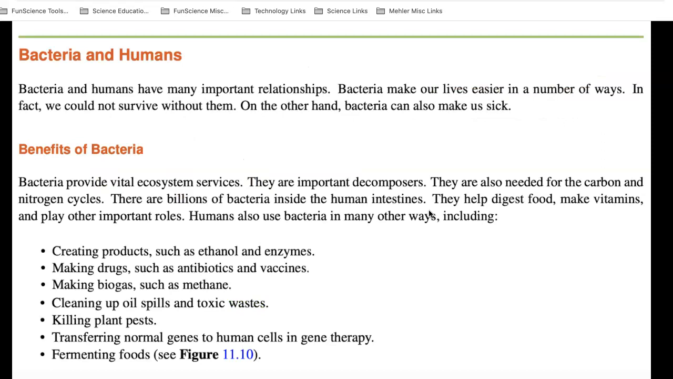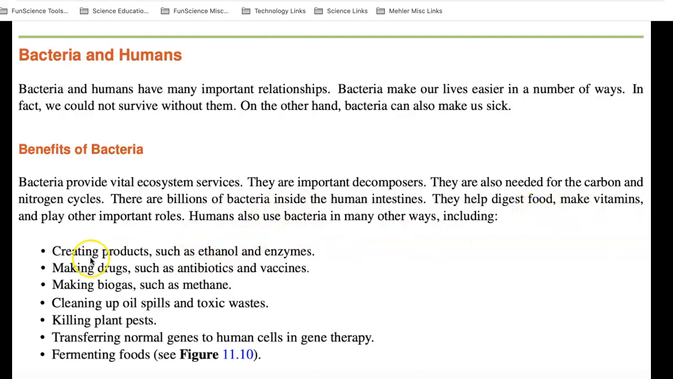Bacteria in humans. Some bacteria are great for us, some don't harm us at all, and sometimes they cause disease. There's a wonderful book called I Contain Multitudes by Ed Yong, which talks about that. So bacteria and humans have important relationships. Bacteria make our lives easier in lots of ways. They provide vital ecosystem services, and they are important decomposers. They are also needed for carbon and nitrogen cycles. There are billions of bacteria inside us in our digestive tract.